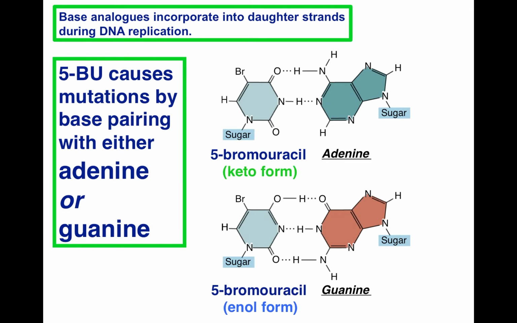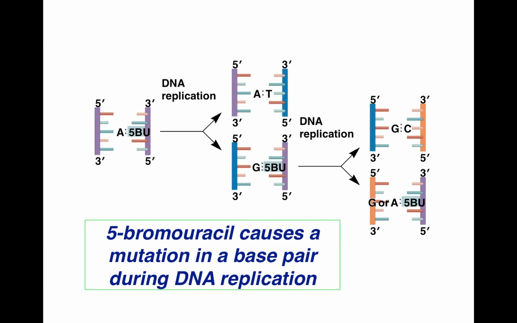Okay, what about base analogues? Base analogues incorporate into daughter strands during DNA replication. Here's an example of a base analog called 5-bromouracil. The keto form base pairs with an adenine. The enol form base pairs with guanine. So here we have a base analog that can pair with either adenine or guanine. If you feed it to a cell, it will be incorporated into its DNA as a base, and then subsequent to that, it can cause mutations.